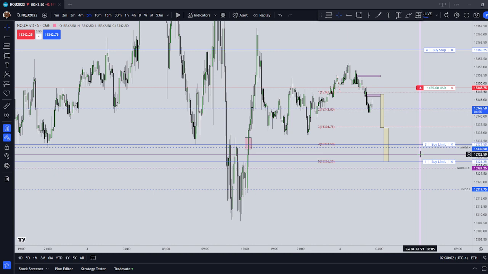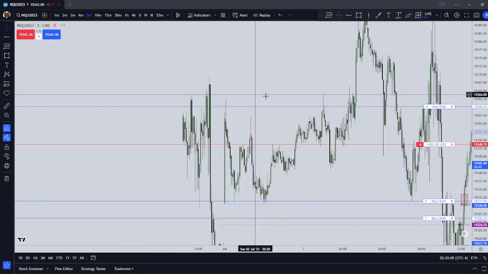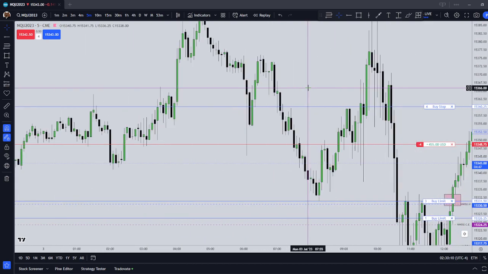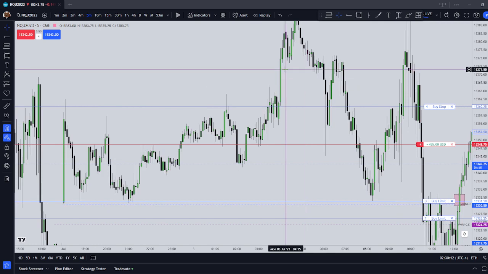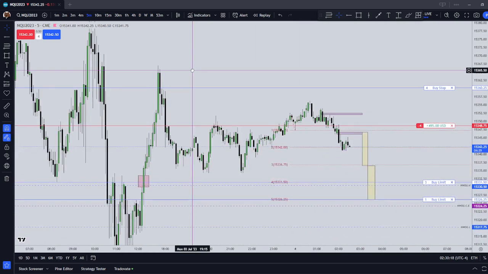To my buy limits, where it should want to go. That's the key, guys. Not what is the PD array. Those are important, but it's where is price drawing? Where does price want to go? It's going somewhere. It's doing something intentionally.